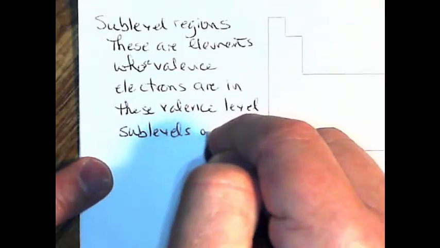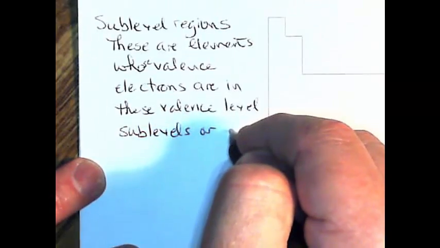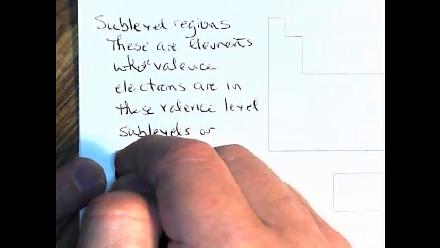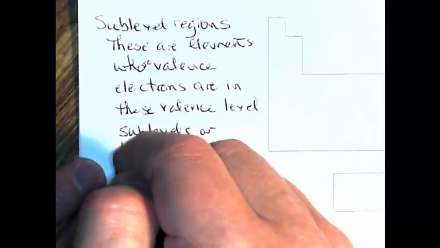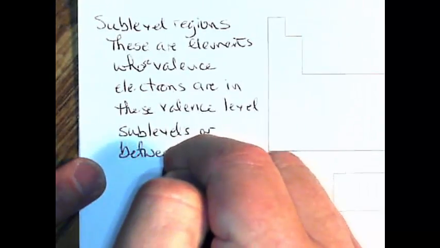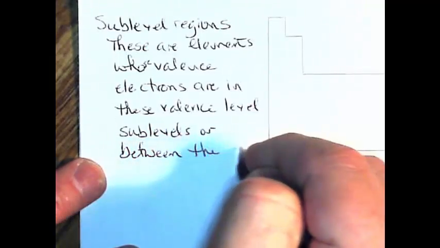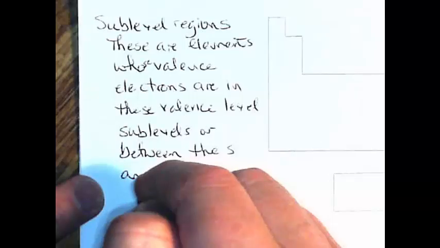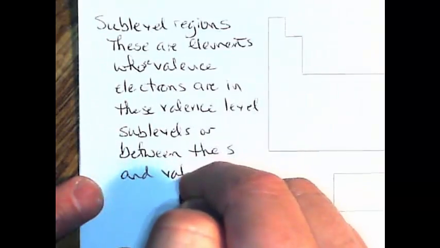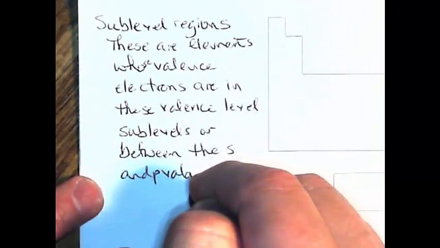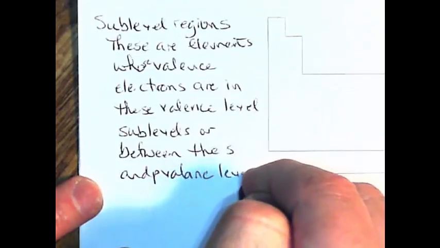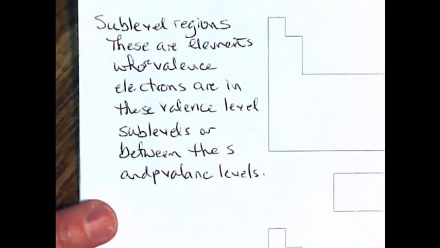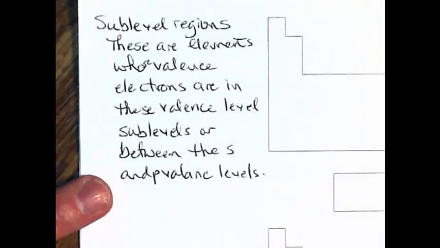So, or between, we'll just call it this way. This is really not the best way to say it, between the S and P valence levels. So that's not the best way to describe it, but we're really not far enough along for you to understand a deeper definition of it. Okay, this will kind of make sense as we go along.